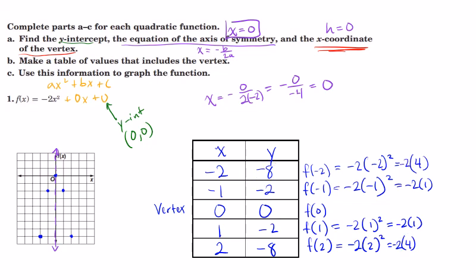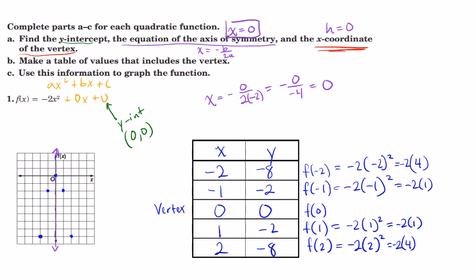Okay, so that's why parabolas have that symmetrical nature, because when you plug in negatives and square them, you get the same thing as when you plug in positives and square them. And so you have that symmetrical nature.